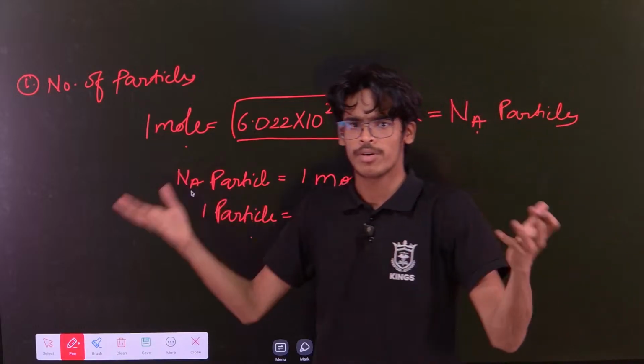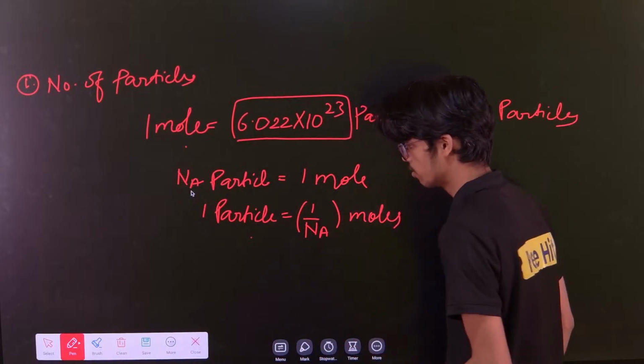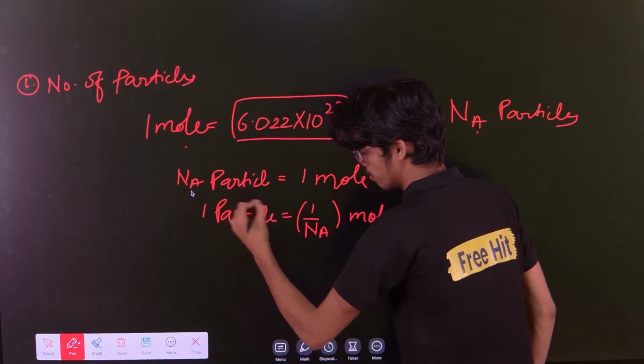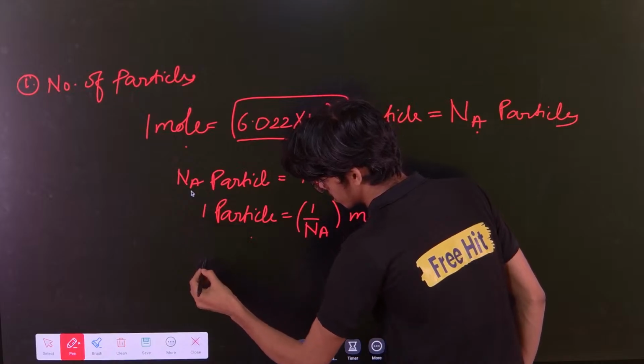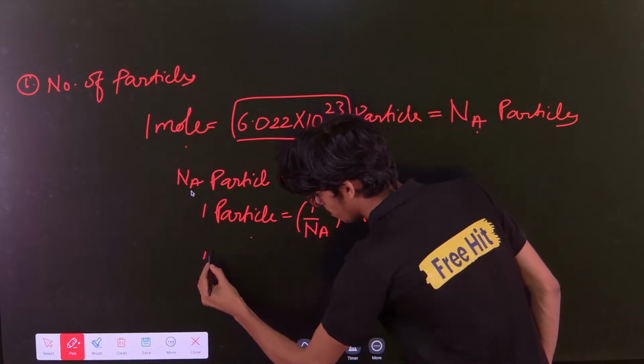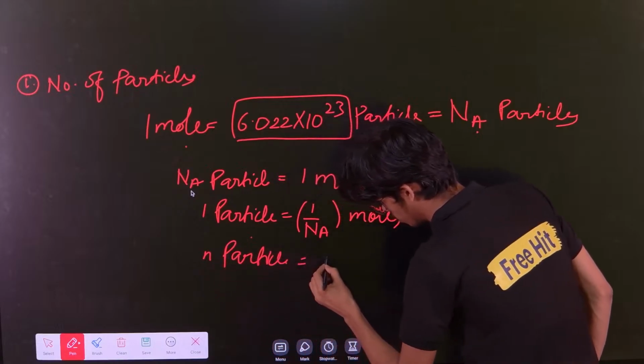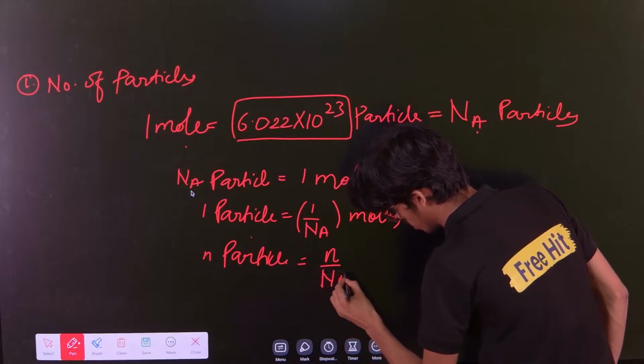Now we have n number of particles. Then how can you find the number of moles in them? It's very simple: you just multiply this number with the value n. So if I multiply the number of moles in 1 particle by n, for n particles, this much number of moles is going to be there.